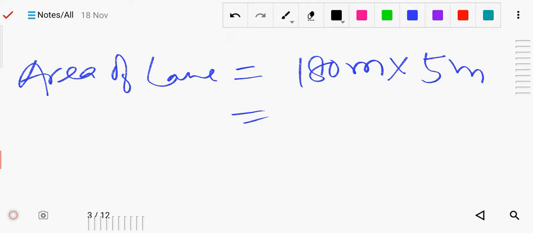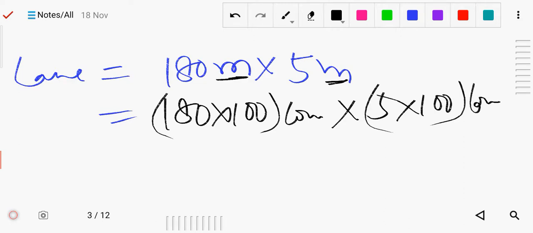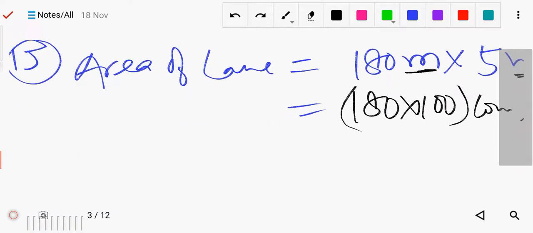Now you will have to change the unit, because here it is meter, and the dimension of the bricks is given in centimeter. So you change to centimeter, so you will have to multiply by 100. So 180 into 100, and 5 into 100, now this also becomes centimeter. Here I will not multiply these values, because we have to find the number of bricks, meaning we have to divide the area of the lane by the area of the bricks. So for easy calculation we will not multiply, I leave it.